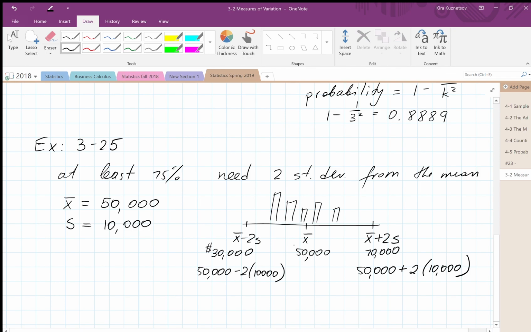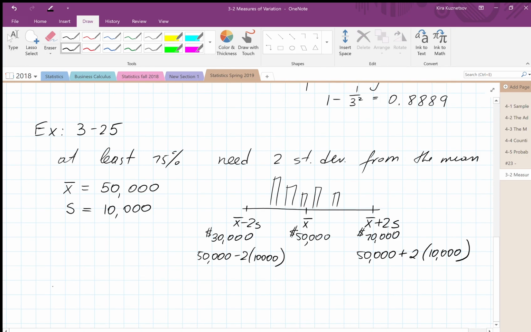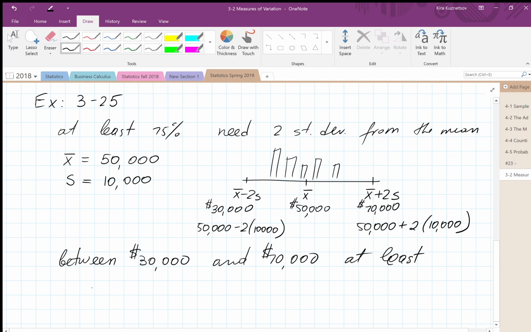These are dollars, if you'd like to label those over here. So I have the range between $30,000 and $70,000 of at least 75% of houses that will sell.